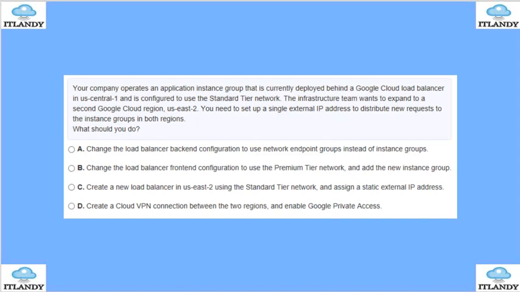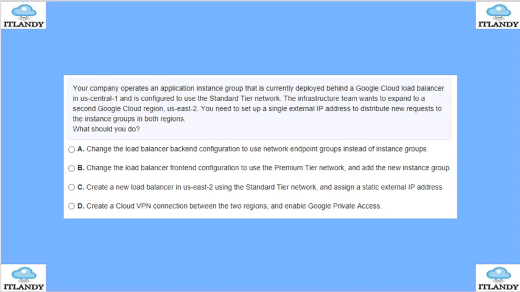What shall we do? Change the load balancer backend configuration to use a network endpoint group instead of a single group. Change the load balancer front end to use the Premium tier network at extra cost. The solution for B sounds right, but it's costly, so I don't want to spend money on this one. Or create a new load balancer in East using the Standard network. No, that will not work because you have two load balancers, and I don't know how you will have a single IP assigned to both. Then, create a VPN connection between the two regions and enable Google private access.